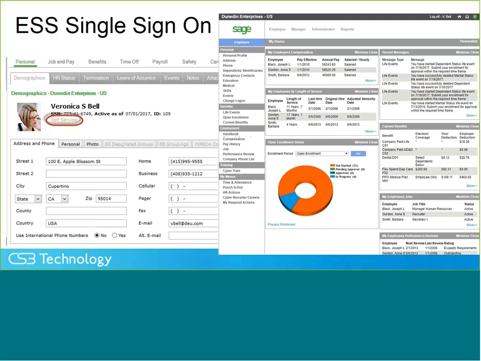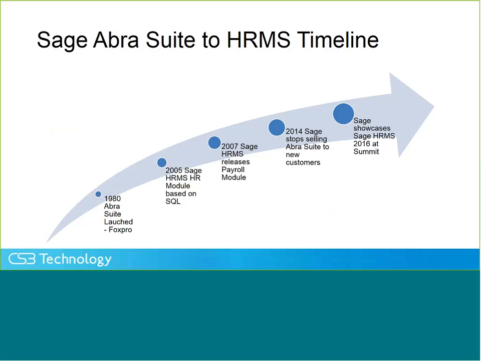So there's so many more things that we could talk about with HRMS, but I want to move on from there now and do a quick timeline for you from Abra Suite to HRMS. So you can see in 1980 is when Abra Suite was released, and then in 2005, that's when they went ahead and released the HRMS HR module that was SQL-based. So that was done first, and then in 2007, they released the payroll module that was SQL-based for HRMS. And then the big day in 2014, that's when they actually stopped selling Abra Suite to new customers. And so it's been about 3 years now where no new sales of Abra Suite are happening. And then, of course, in 2016, they released HRMS 2016 at Summit, and we're now on 2017 as of just a couple of months ago. So that's kind of a neat timeline for you to think about.